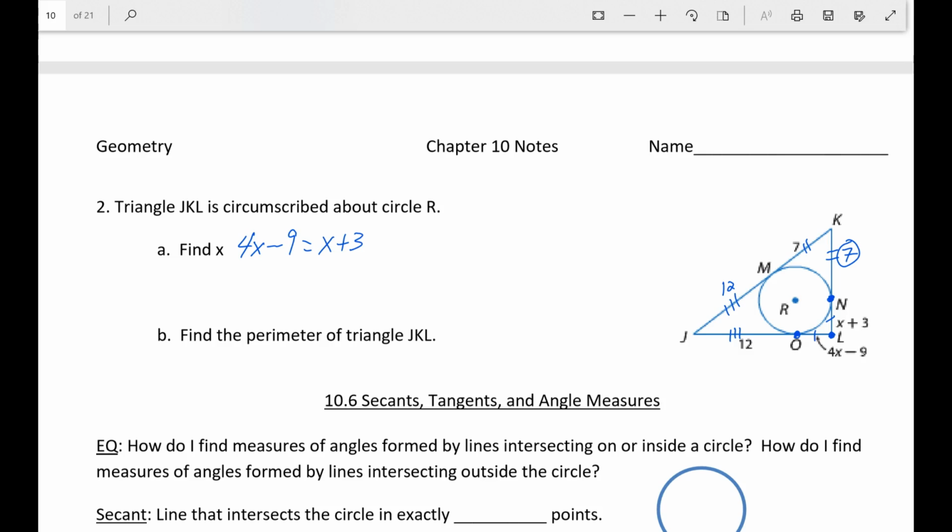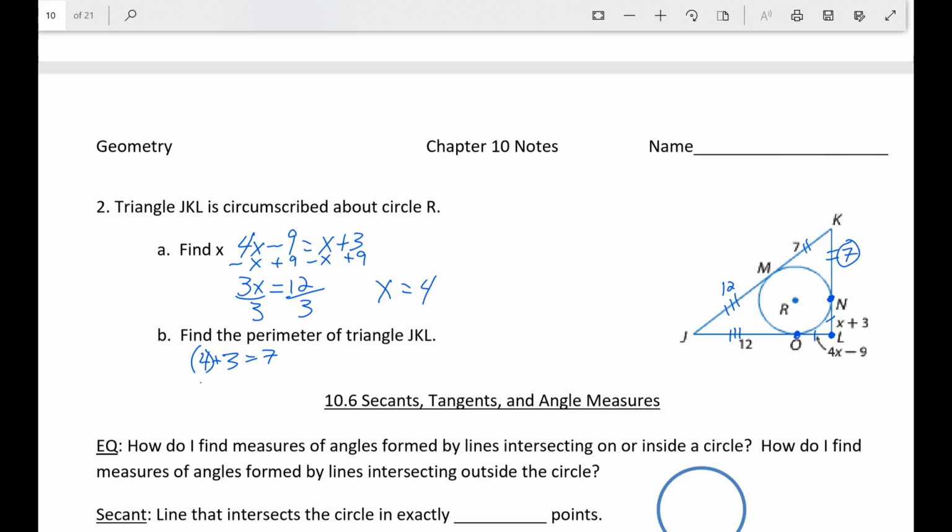Let's move this x over here using the subtraction property of equality, so I'll have 3x. I can add 9 to both sides using the addition property of equality, and I would have 3x is equal to 12. If I use the division property of equality, I would have x is equal to 4. In order to find these lengths over here, I could substitute 4 for x, so I would get 4 plus 3 would be equal to 7.